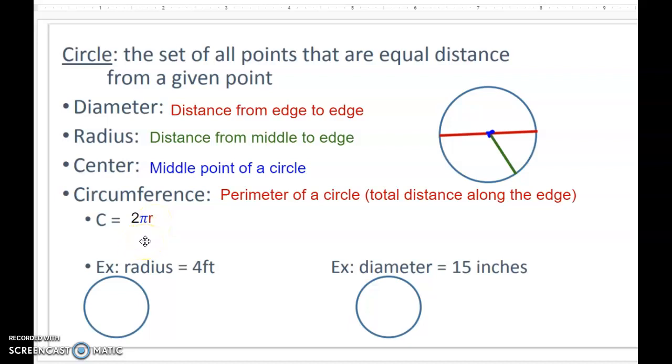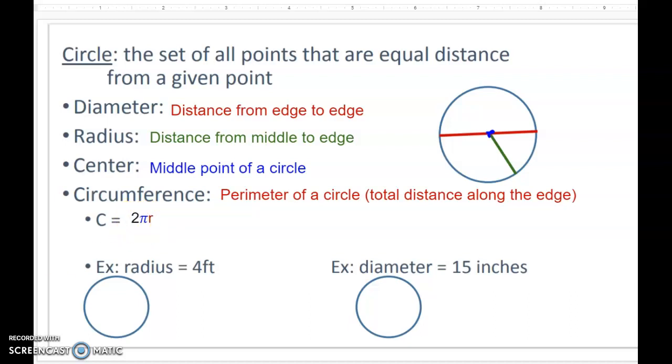Please remember to always use the pi button on your calculator. It should be on the left-hand side of your calculator. Do not use 3.14. That is an estimation. That's a rounded value. That is not the true value of pi. So please use the pi button, and then at the end you can round if you need to. If the problem is asking you to round to the nearest tens or whatever, then you can round. But please use the pi button during your calculations. If you need help with that, ask a classmate or email me if you have questions.